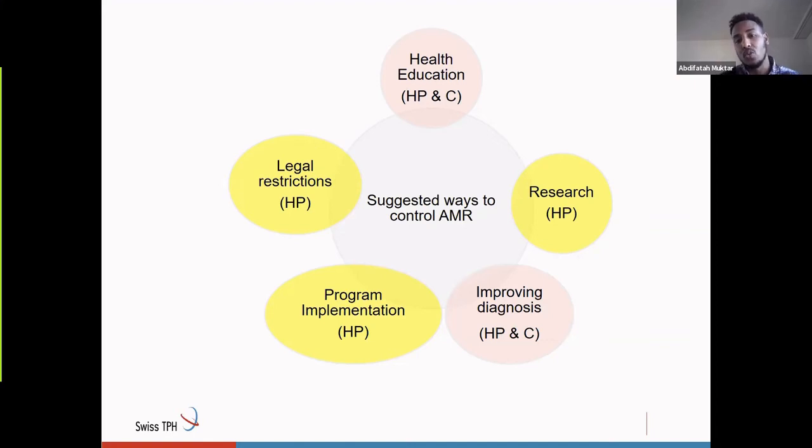And then they said research could help us, because if we know the epidemiological data of antimicrobial resistance genes circulating in that area, then it could be easy for them to choose the best antibiotics.